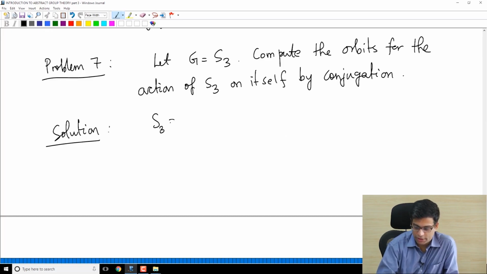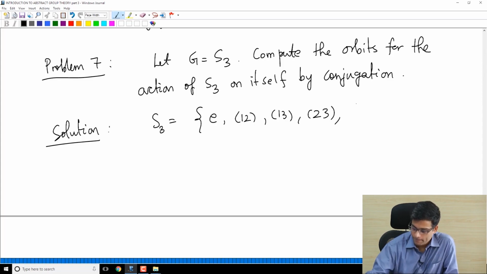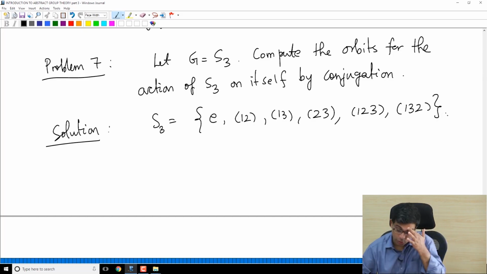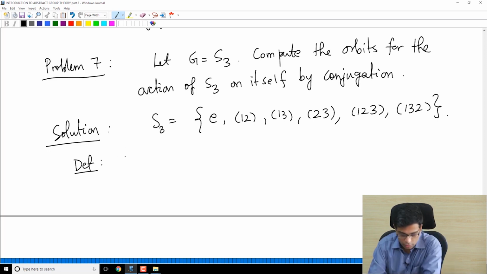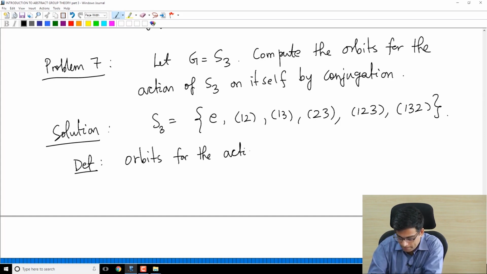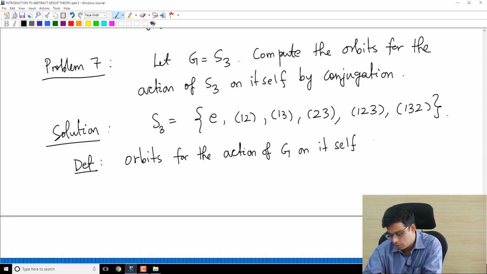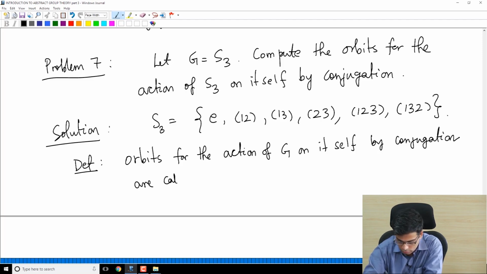So let me use the cycle notation representation of S3: e, (1 2), (1 3), (2 3), (1 2 3), (1 3 2). Let's use a quick piece of definition. Orbits for the action of G on itself by conjugation are called conjugacy classes.